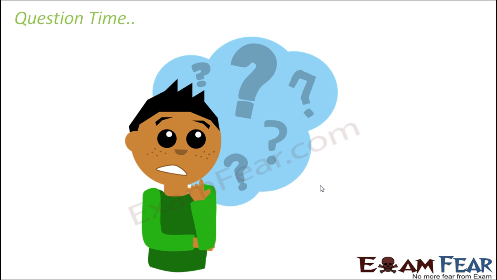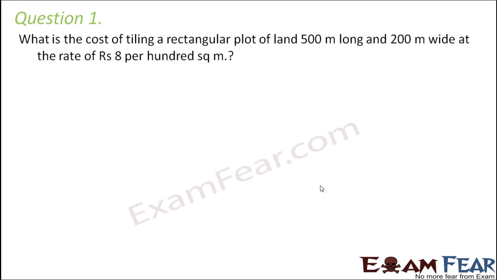So now, based on the concept of areas, let's try a few questions. Question number 1. What is the cost of tiling a rectangular plot of land 500 meters long and 200 meters wide? So you have a rectangular plot like this, which is 500 meters long and 200 meters wide. We have to find out the cost of tiling.